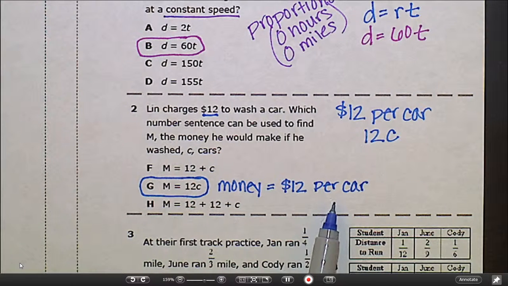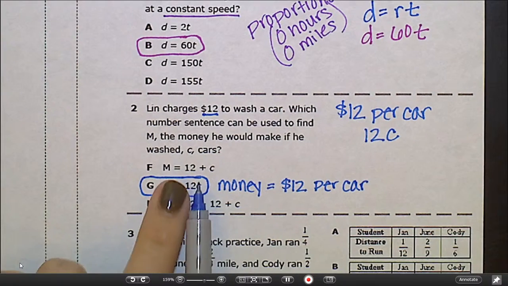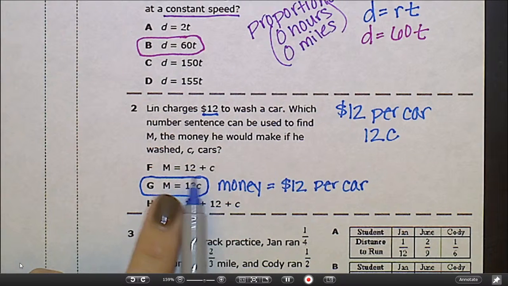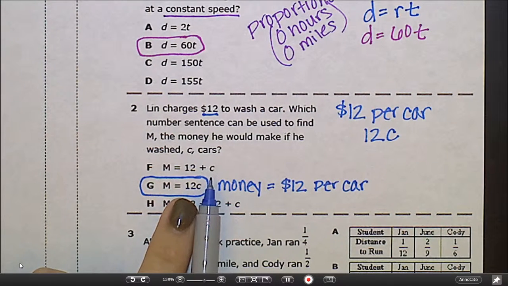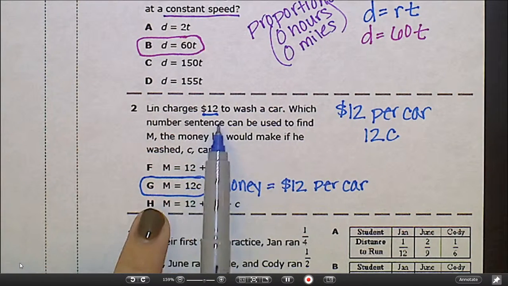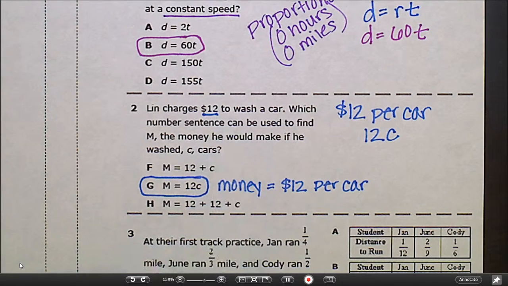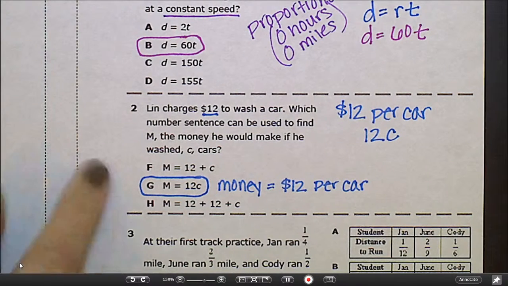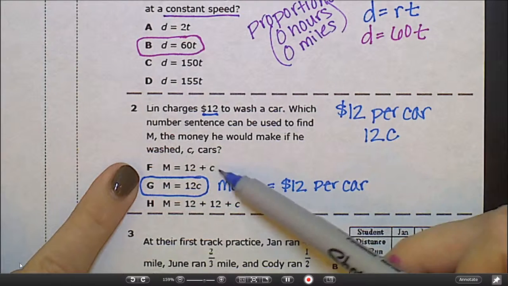Okay, so you could write that to just show me, okay, $12 per car, same thing. But write something out to the side so that when I'm giving you your stamp, you're able to prove to me that you didn't just choose an answer. For example, this one would not work. This would be $12 plus the number of cars. So if I washed one car, I'd have $13. Two cars, I'd have $14. That doesn't make any sense because it's $12 for each car. I don't know where this came from. I can't even figure out what this one would have been. I guess $12 plus $12 plus the number of cars, so $24 plus the number of cars. Again, that won't work.